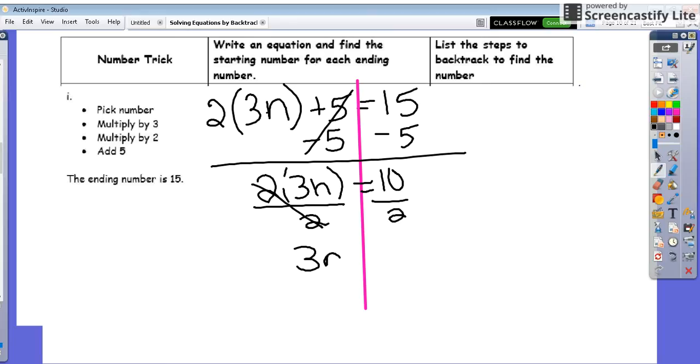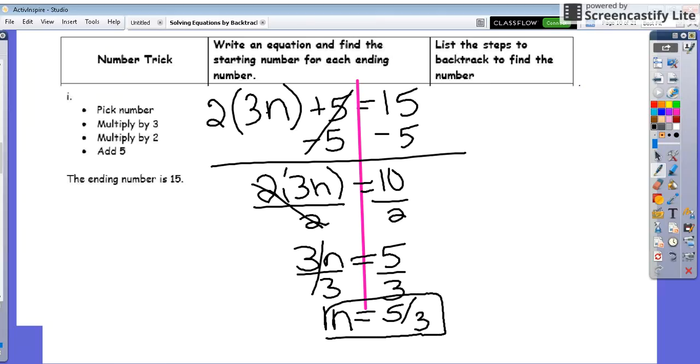And I end up with 3n equals 5. Pick a number, multiply by 3. So I'm going to divide by 3. And n equals 5 over 3. Okay, so again, that's our solution. I'm not sure if this is the last one. Oh, we do have one more, but it looks like I'm not going to be able to fit it on this video, so it will be on the next video.